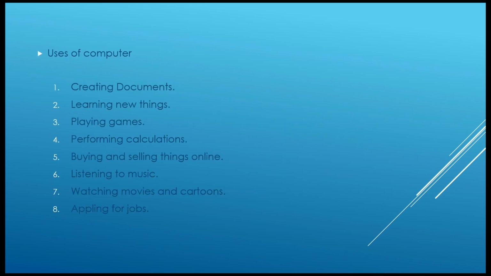Then we will move to the uses of a computer. We can use a computer for many purposes, but here we list the main ones: creating documents, learning new things, playing games, performing calculations, and buying and selling things online, like on Amazon or Flipkart. You can listen to music, watch movies and cartoons, and apply for jobs. Nowadays all the companies advertise their jobs online, so you can apply online for those jobs. These are some of the major uses of a computer.